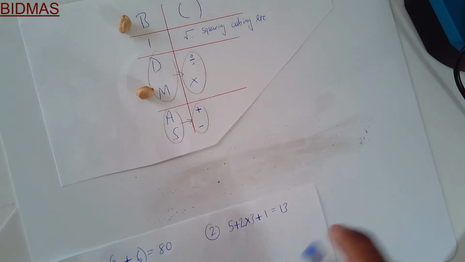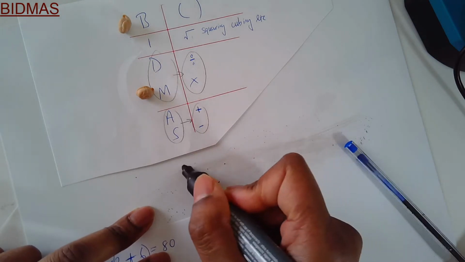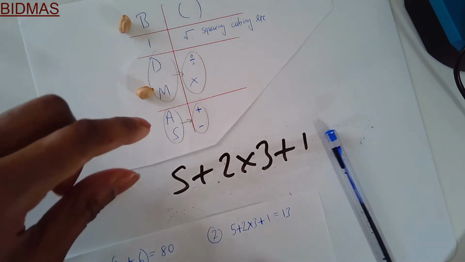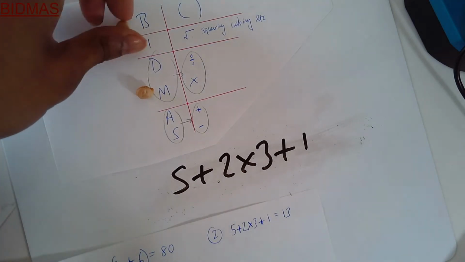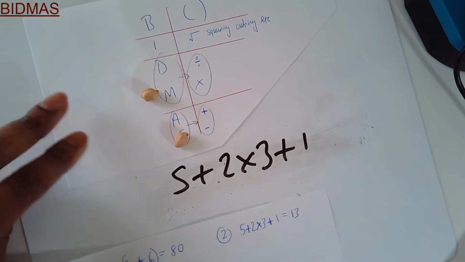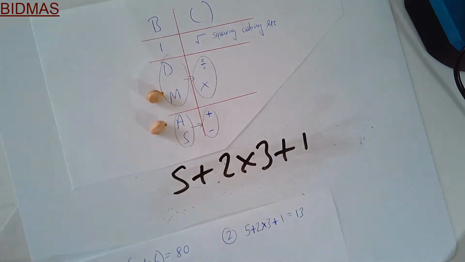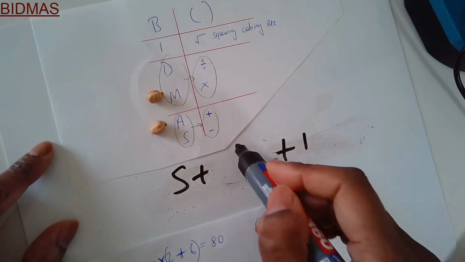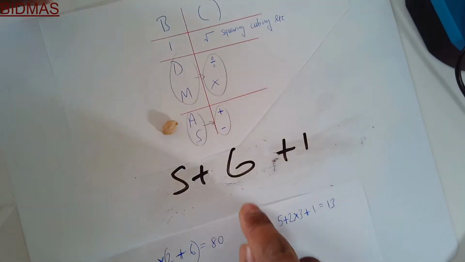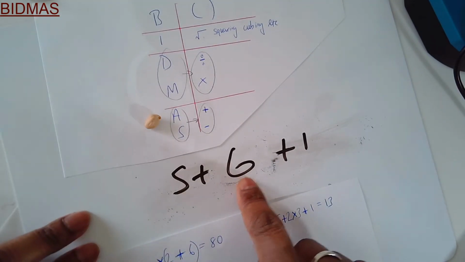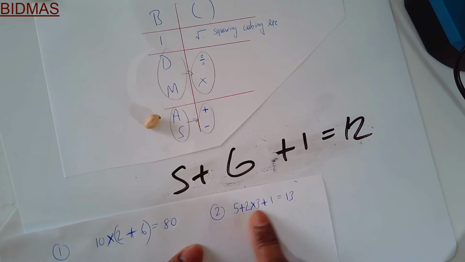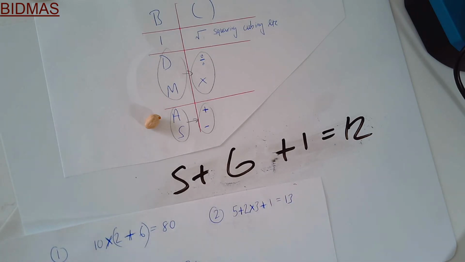Right, we have another problem here. If I was to work this out by itself, what do we have here? We've got timesing and we've got adding. So we have timesing first, then adding. So you do that bit first. 2 times 3 is 6. And everything else is just adding. 5 add 6 is 11. 11 add 1 is 12. But in this question here, they want you to force this to become 13.